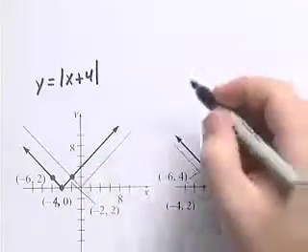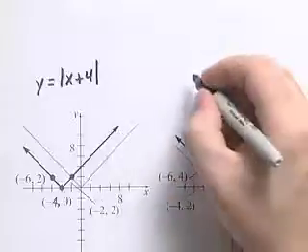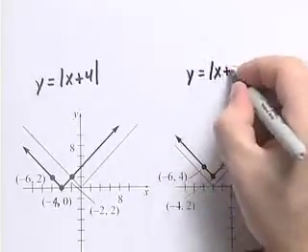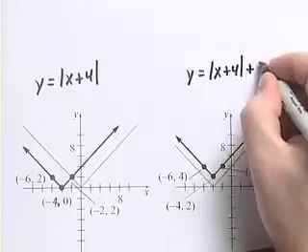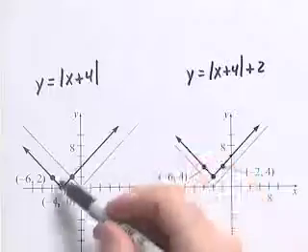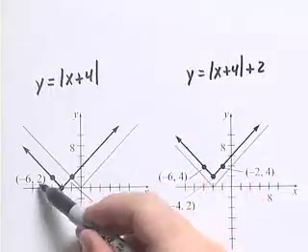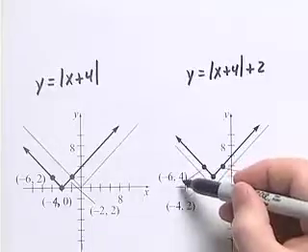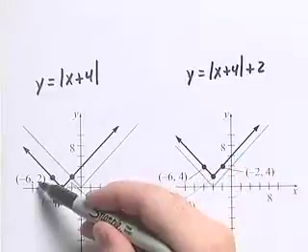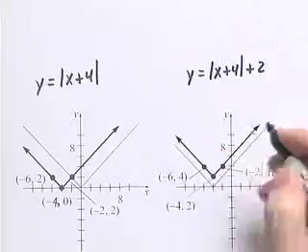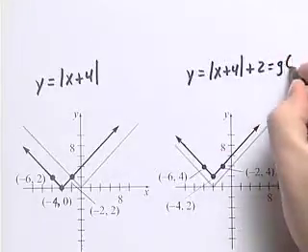The last thing we need to do is to shift this graph up 2 units. That will give us the graph of the absolute value of x plus 4, plus 2. So we're going to take this graph and shift it up 2 units. If we pick a point, say negative 6, 2, go up 2 units, that will correspond to the point negative 6, 4. We've added 2 units to the y coordinate. This is our final graph, so this is the graph of g of x.